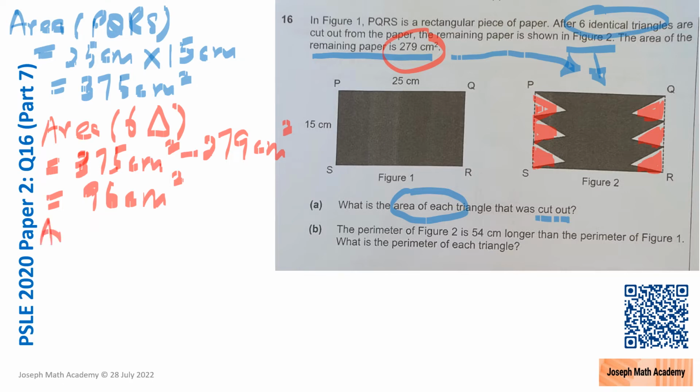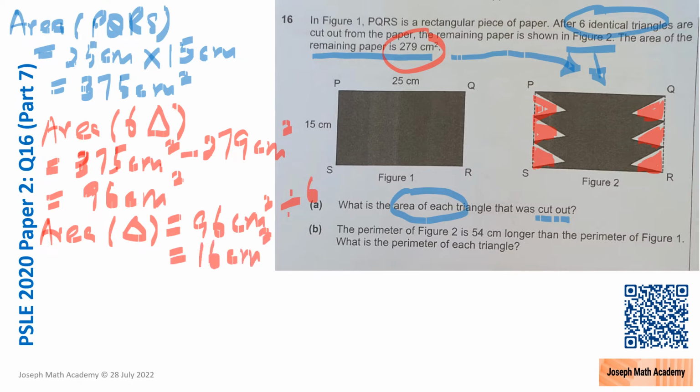To find the area of one such triangle, we simply take 96 divided by 6. That is 16. So A is done. Question A is completed. Alright? Okay, I'm going to do question B now.